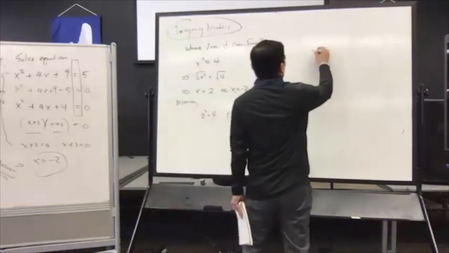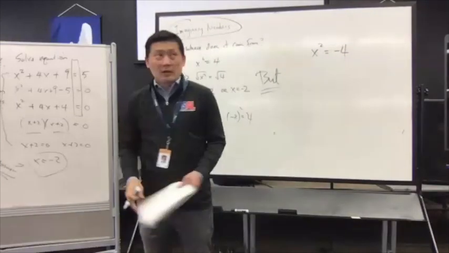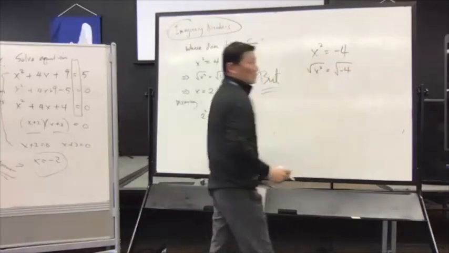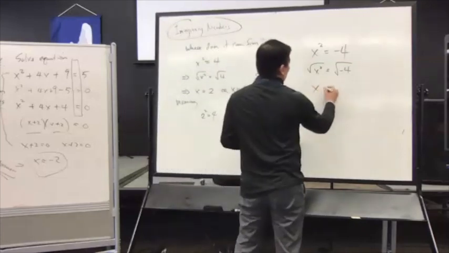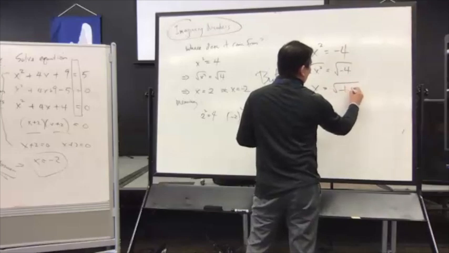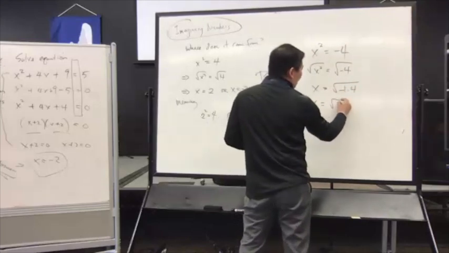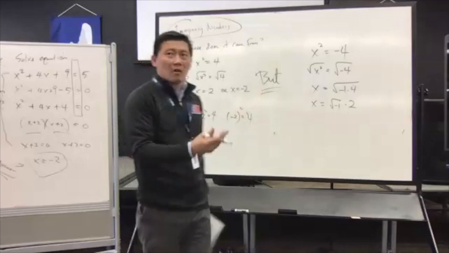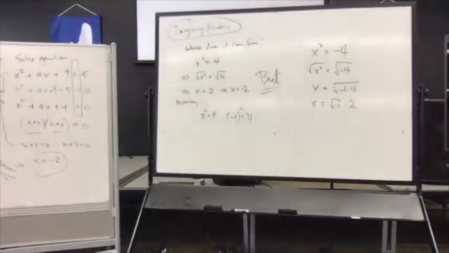But there's a problem. When you have x squared is equal to negative 4, right? You take the square root on both sides. You end up with x is equal to the square root of negative 1 times 4, which can be written as the square root of negative 1 times 2. But then, what do you do? What's the square root of negative 1? What can be squared and get you negative? Can there be anything squared to get you negative? No. At least not in a real life sense. But on paper, you can make it happen.